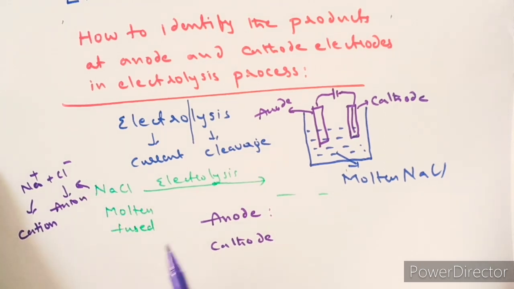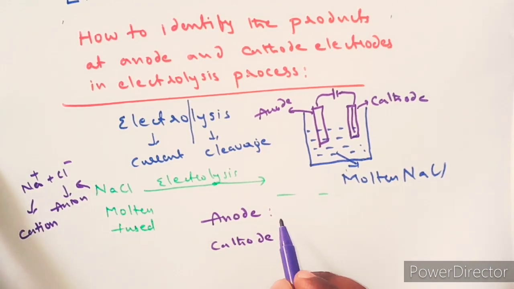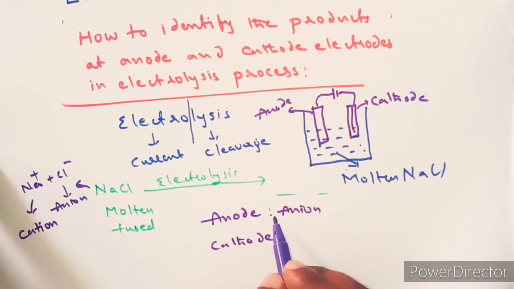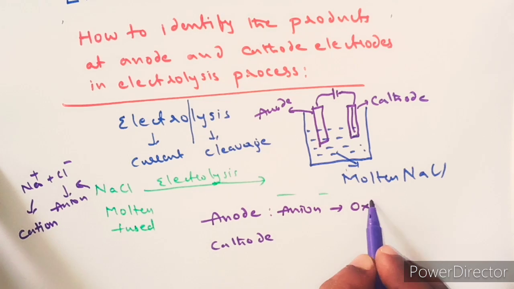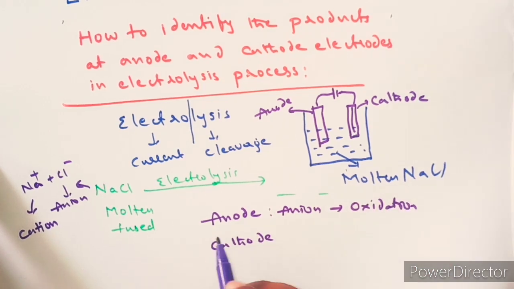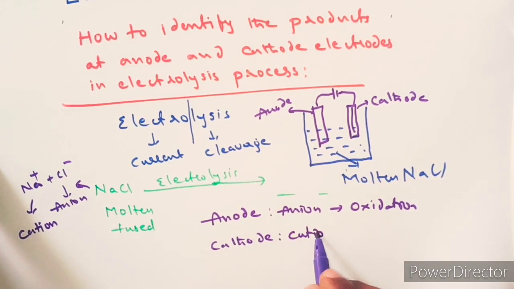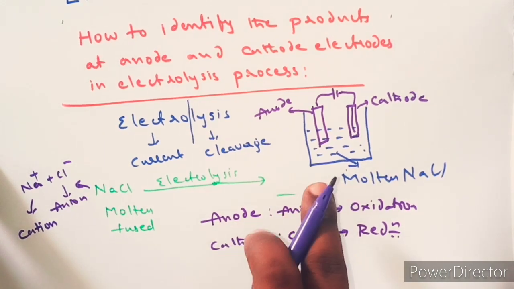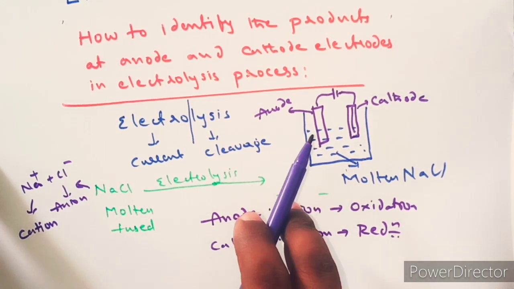Now what happens is, the anion migrates towards the anode. In the electrolysis process, remember the basic thing: anions migrate towards the anode and undergo oxidation. This is a very basic thing. And cations migrate towards the cathode and undergo reduction. So this is a cell which consists of two metal plates called electrodes.